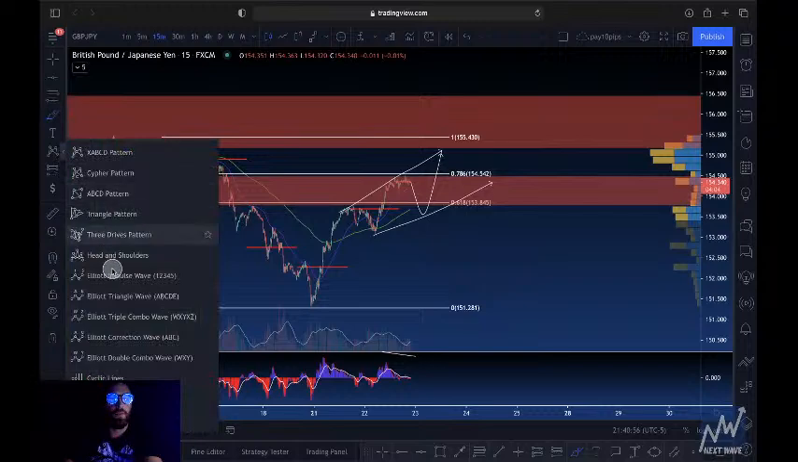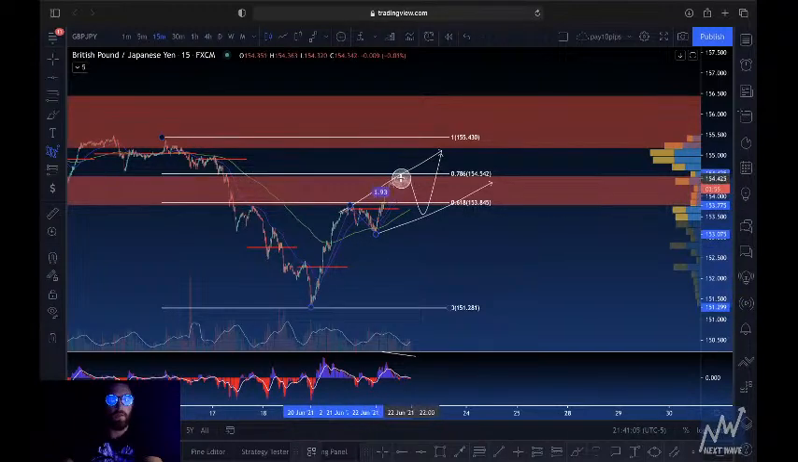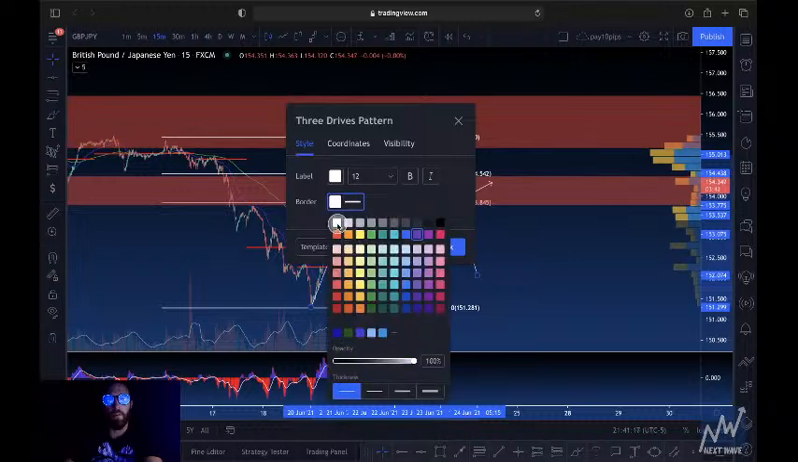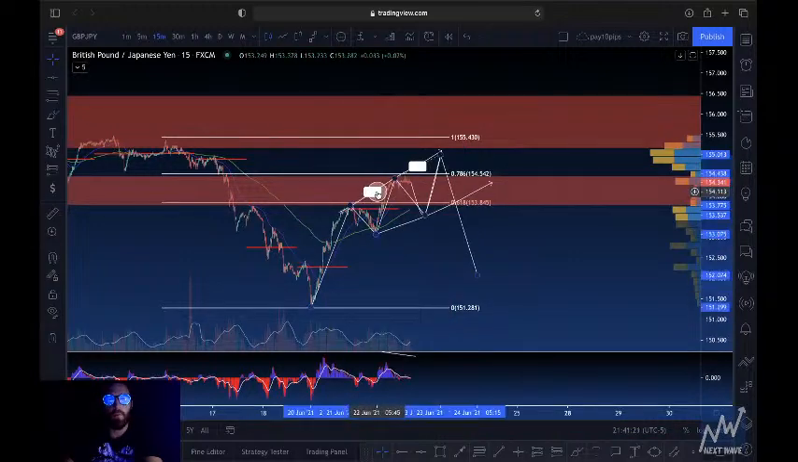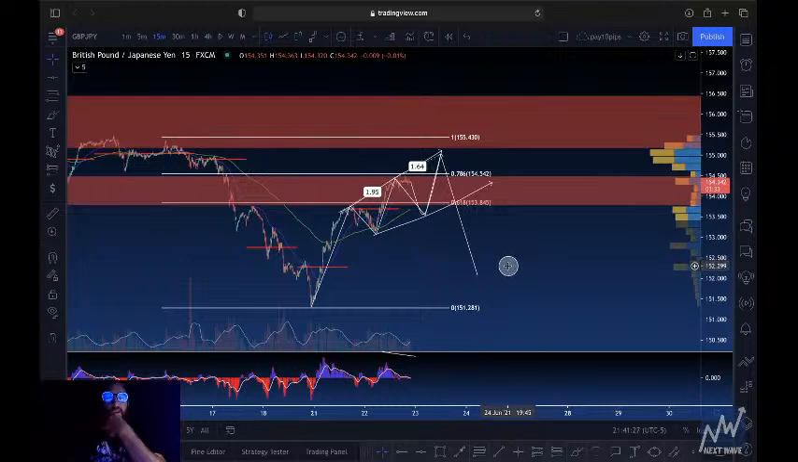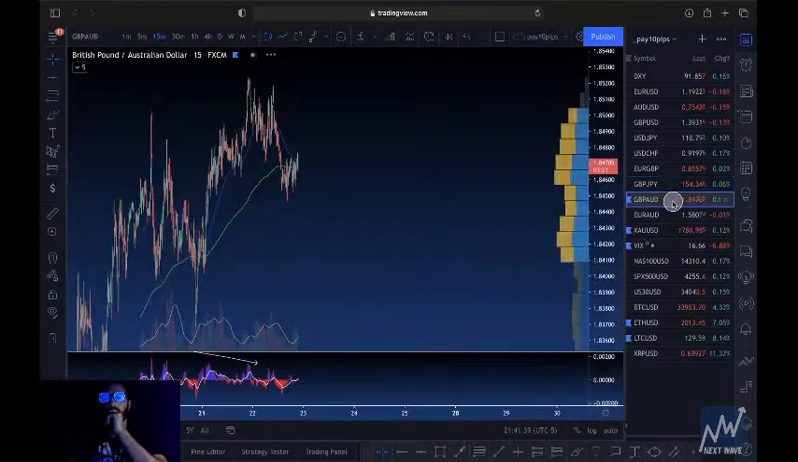So let me bring out this tool actually, the three drives pattern. So 1, 2, and this came up to here. I want it to come down and then come up again to that 1618 extension and then start to drop out. So let me bring this onto white. That should be good. Nope. Let's make the label black. There we go. So that's what I'm looking for on GJ. Kind of leaning towards the downside, basically. And I'd like to see some of these other GBP pairs lean towards the downside.